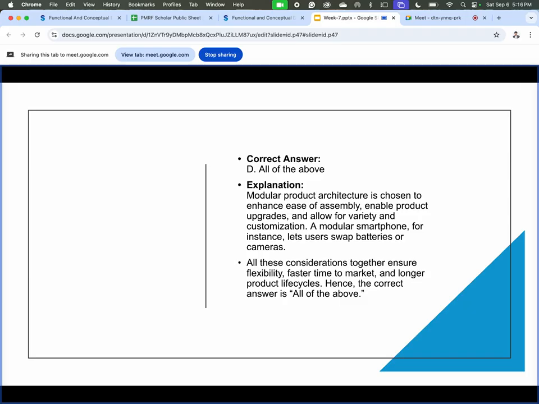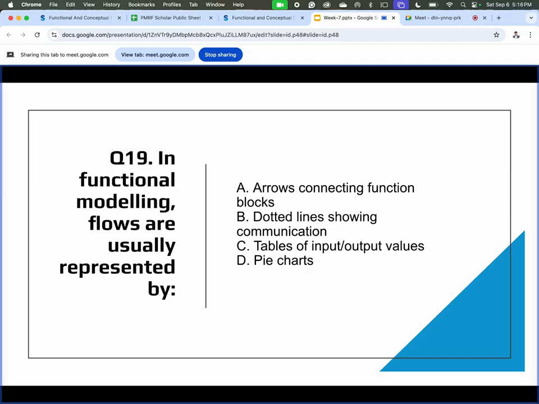So next one is question number 19. In functional modeling, flows are usually represented by what? Arrow connecting function blocks, or dotted line showing communications, or table of input or output values, or pie chart. What is the right answer for this particular question? Okay, let me provide you the explanation.